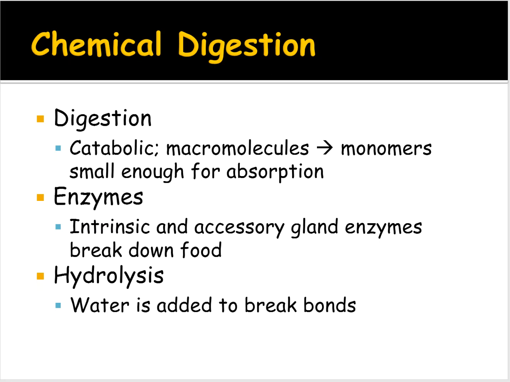In order to carry out this digestive process, we need a number of enzymes. These enzymes will either be intrinsic or accessory gland enzymes, so they'll either come from within the digestive system or come from glands outside the digestive system. If you think about the pancreas, it is an accessory organ, but we have enzymes that come from the pancreas that are really important for breaking down that food stuff. And we have something called hydrolysis, which is basically water being added to break the bonds.